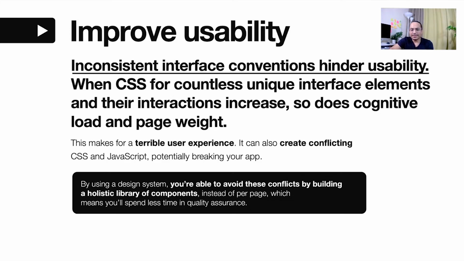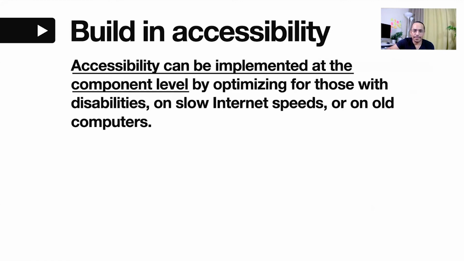By using a design system, you're able to avoid these conflicts by building a holistic library of components instead of per page, which means you will spend less time in quality assurance. When putting the components in the design system, you do testing as a designer. So whenever you're creating a new screen, you don't need to do testing again, and it really saves time. Since you have already done the usability testing once, the final product always has good usability.